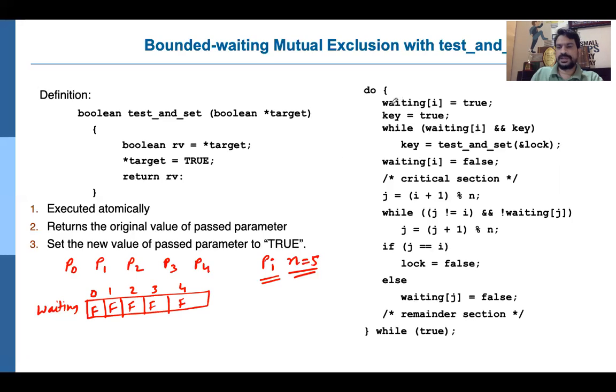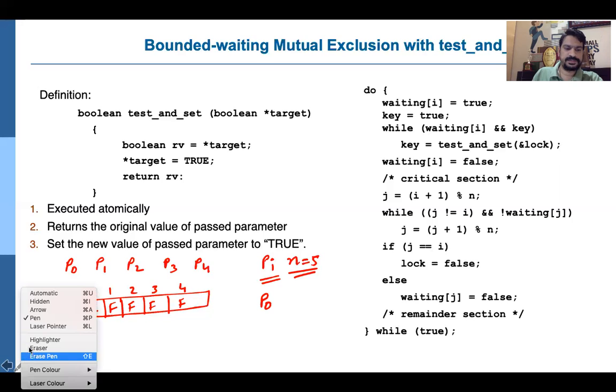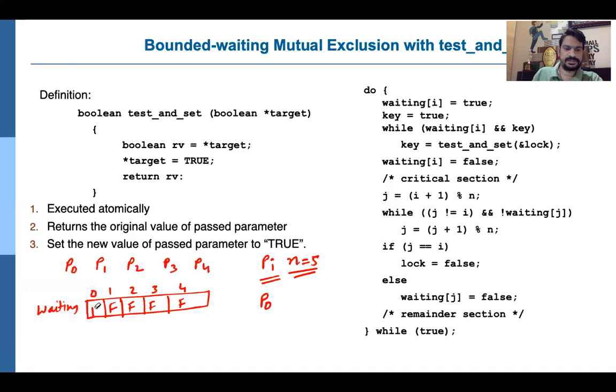Waiting of I equal to true means that the process wants to go to the critical section. Let's start with P0. If we start with P0, then the waiting of 0, we have to make it true. And then key equal to true. Every process has a local variable called key, and this is also true.